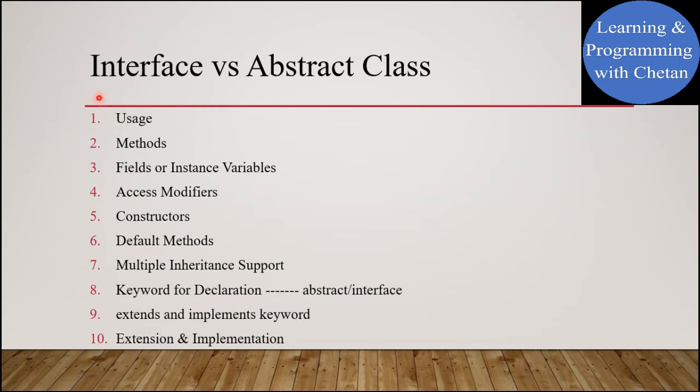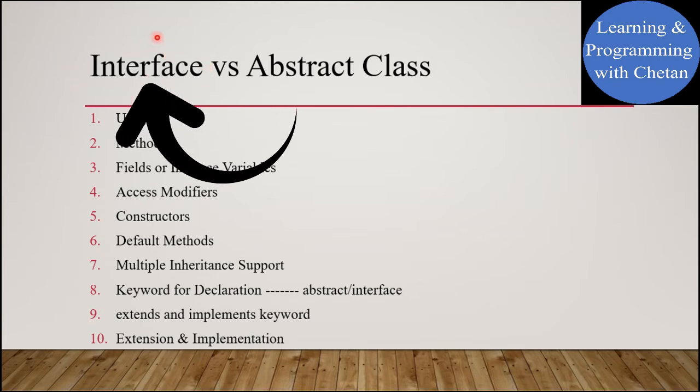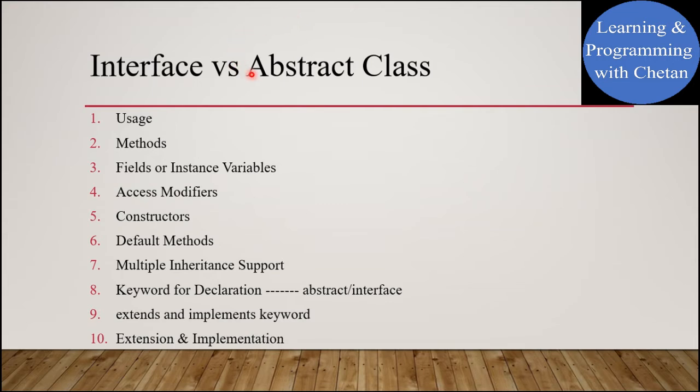So friends, when we only have the requirement specification and we don't know anything about the implementation, then in that case we use interface. Whereas when we have information about the partial implementation, then in that case we use abstract classes.